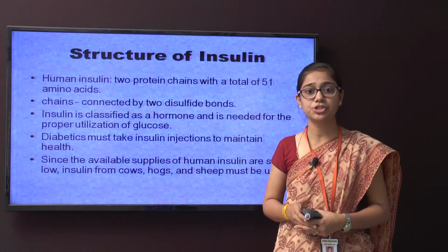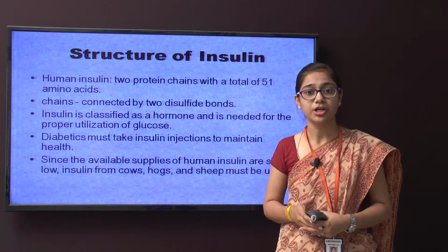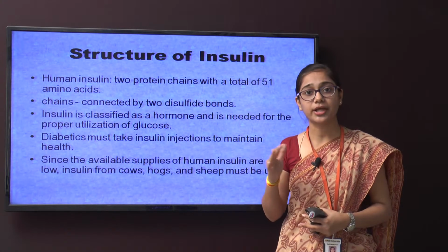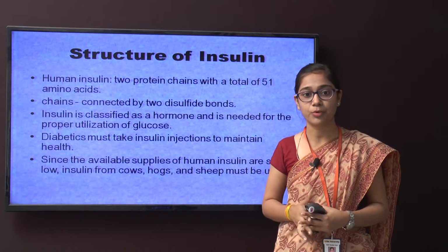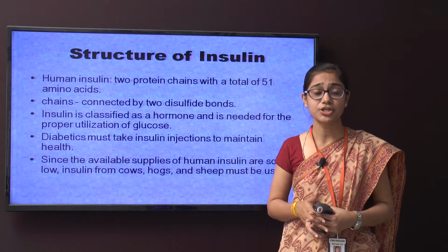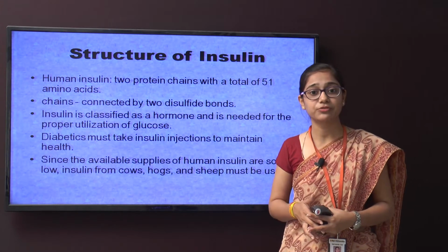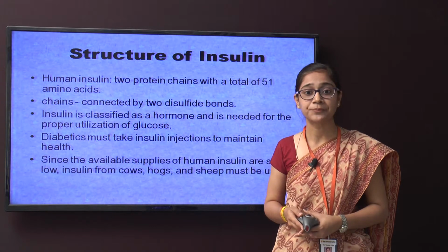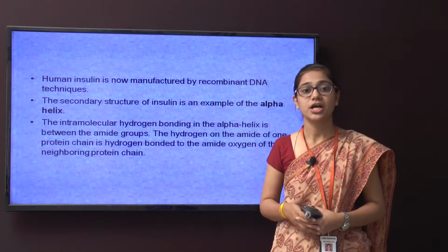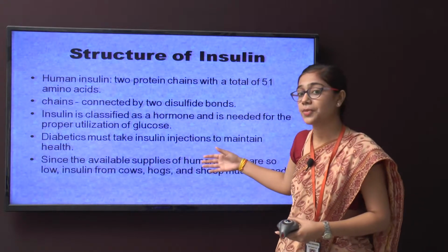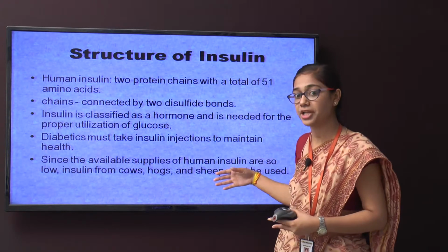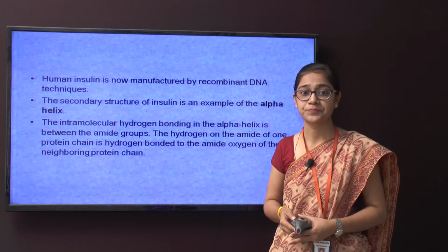Human insulin contains two polypeptide chains with a total of 51 amino acids. These chains are connected together by two disulfide bonds. Insulin is classified as a hormone and is needed by diabetic patients for the utilization of glucose. Human insulin is manufactured using recombinant DNA technology. It is also obtained from cows, hogs and sheep.